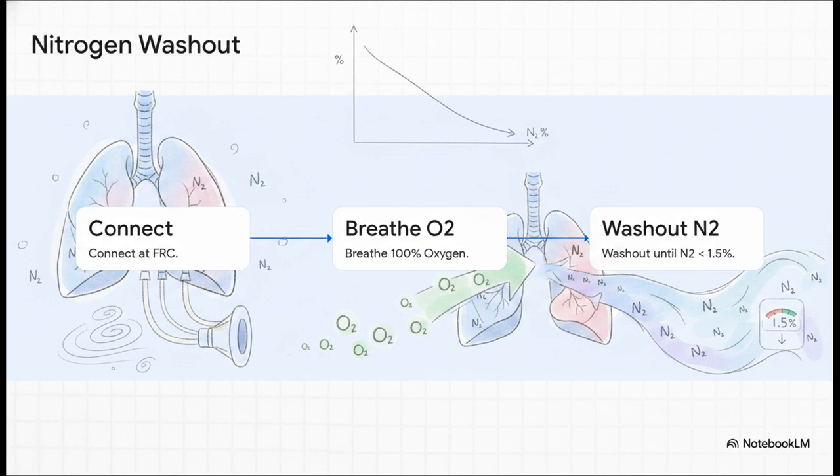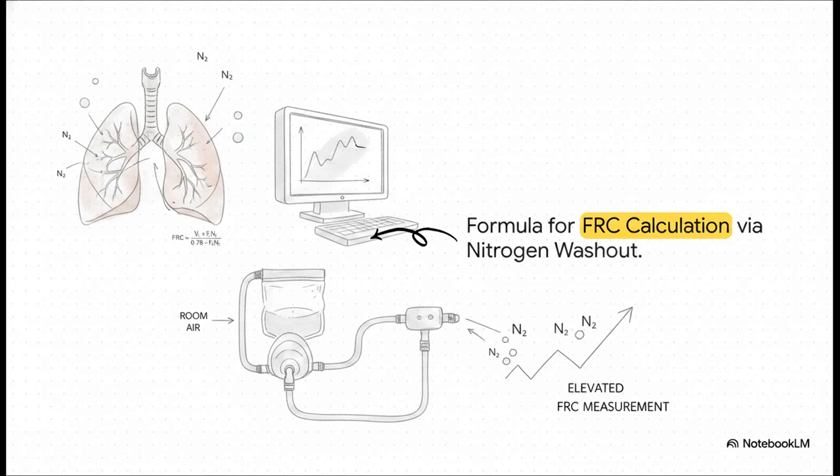We just systematically wash it all out until that peak exhaled concentration drops below 1.5%. By meticulously tracking the total volume of gas exhaled during the test, along with its fractional nitrogen concentration, the lab computer can use this specific formula to pinpoint the FRC.